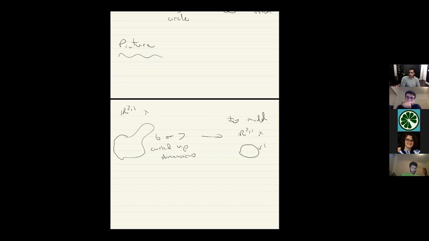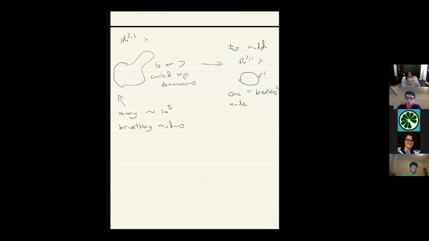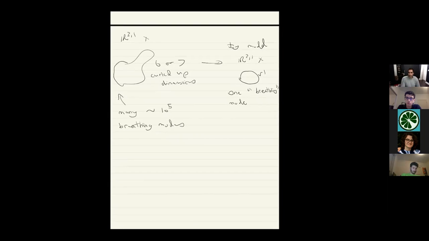Well, the circle has one breathing mode. So you can ask the question, can I deform this internal space in a way that still solves Einstein's equations? And it turns out here, you could dilate the circle and it stays flat, which is solving Einstein's equations. So there's one, what we'll call breathing mode. On the other hand, for these more complicated geometries, there are many breathing modes. Many meaning up to order 10 to the 5th, I think, is the record. So morally, we can still think about things in terms of circle physics.